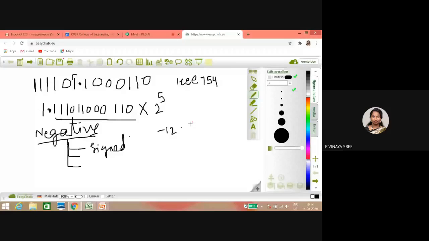And exponent equals 5. Now let me take one example: -12.625. Convert this decimal number to binary and tell me the answer.